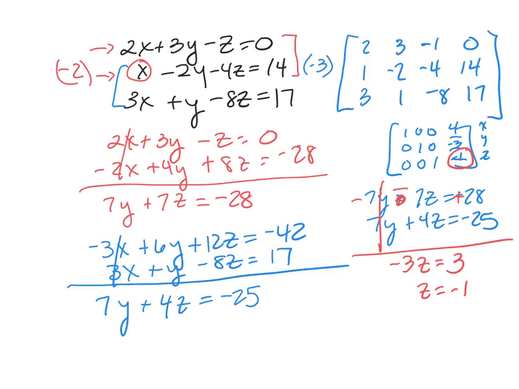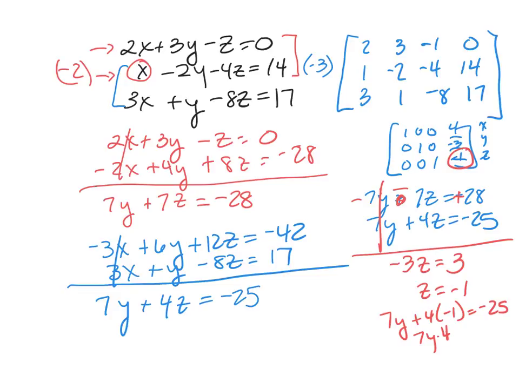We have 7y plus 4 times -1 equals -25. 7y minus 4 equals -25. 7y equals -21, right? y equals -3. Oh my gosh. So far so good. So now you have to show me what x is.